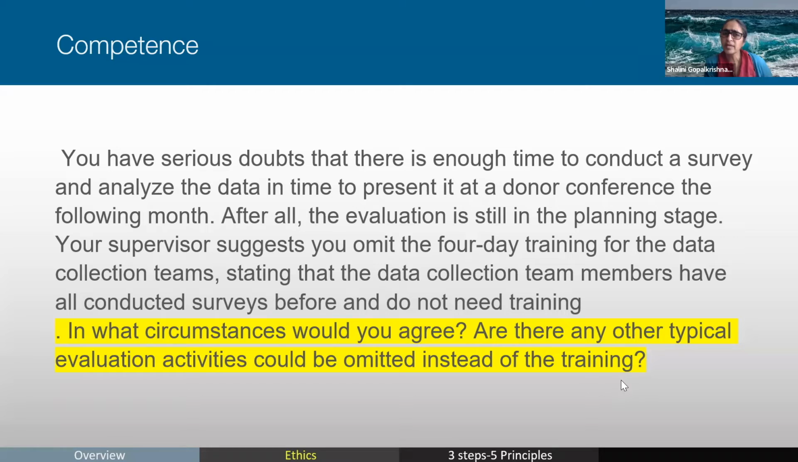What do you think? What was your idea? Do you agree with the supervisor? Think through, is the data collection exactly the same as before? Is it the same geography, same people? If it's then the data is there, then you don't need to worry about it. But if it's different, there are nuances. Think about that. What other activities could be omitted, you think?